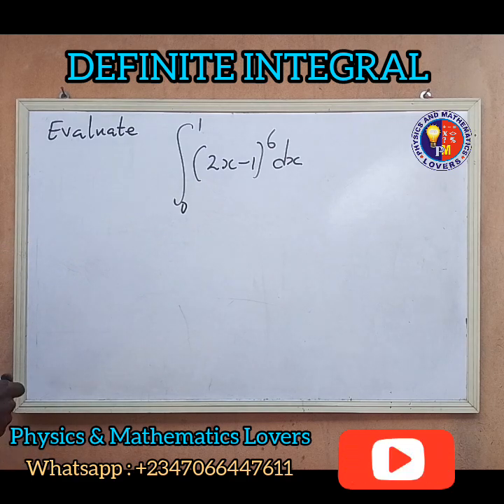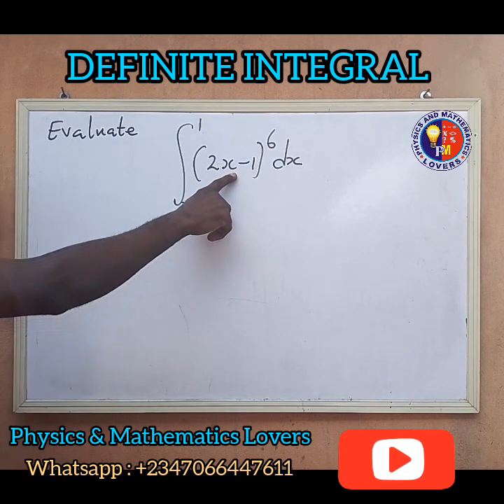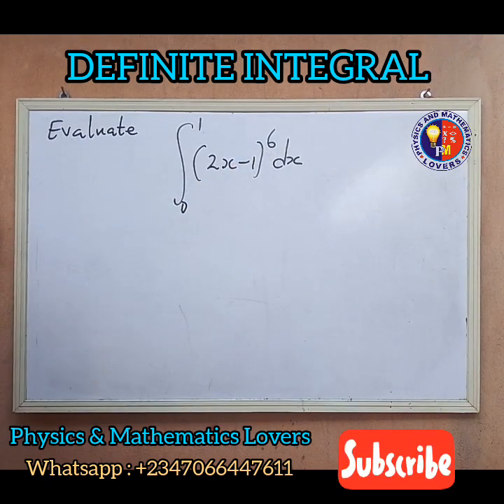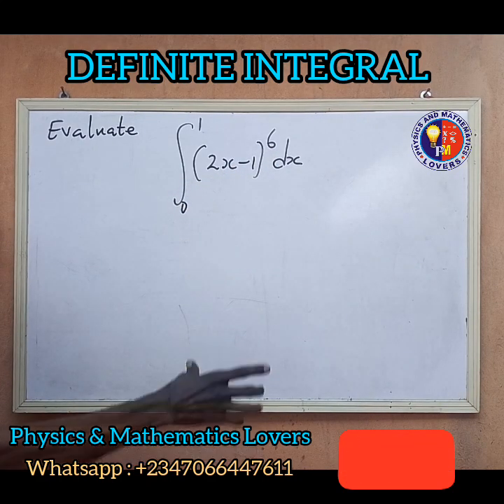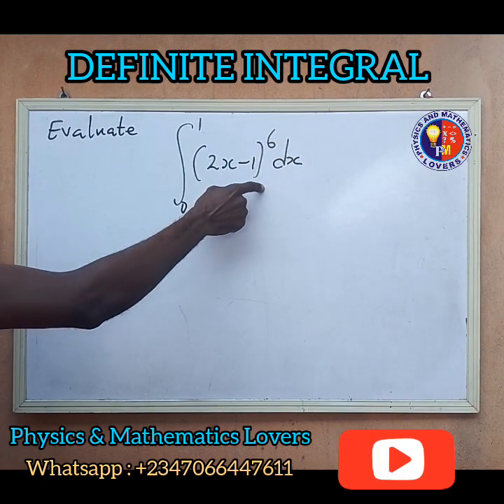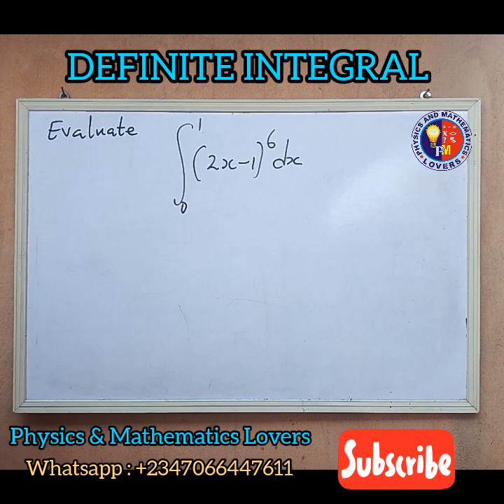So let's go. How do I solve this now? Somebody said I should keep on multiplying until we get to power 6. No, that is rather rigorous. So let's first of all use substitution to get the integration of what is inside here. Then you can bring in your upper limit and lower limit.